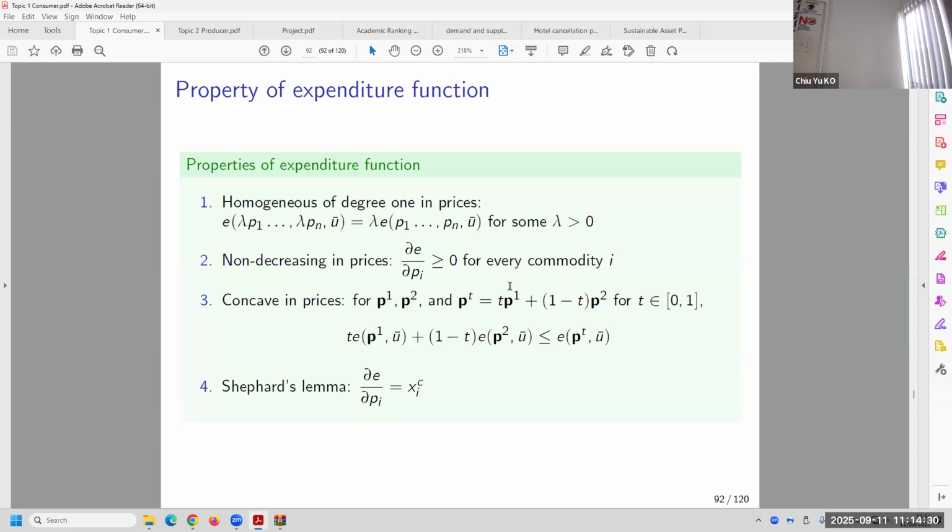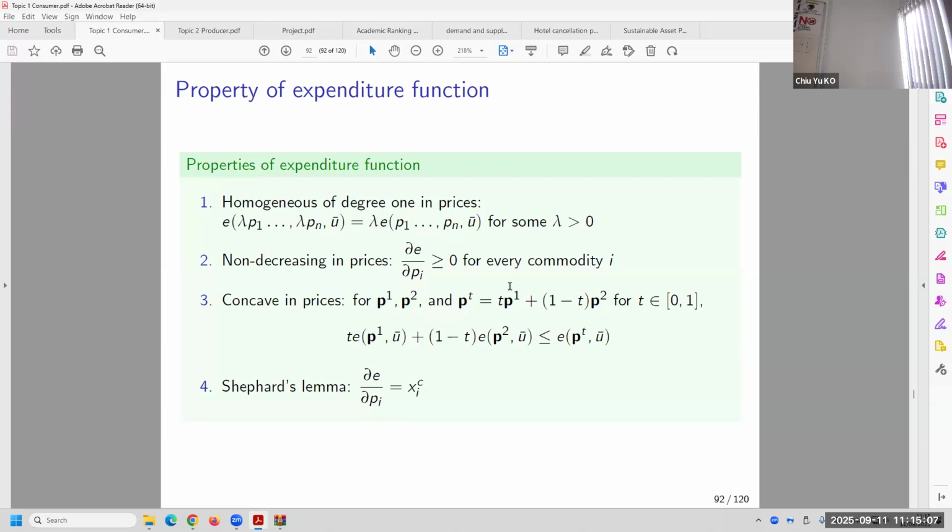Something not so trivial is why this is concave in price. Which means that if you have two prices, you consider the combination, and the expenditure at the combination is less than the combination of expenditures. That requires some proof. It's a very interesting proof, but I'm not going to talk about that. You can check the slides there. You may ask why I do that: because it's concave, you can derive some nice properties there. With concavity, you can have empirical content.